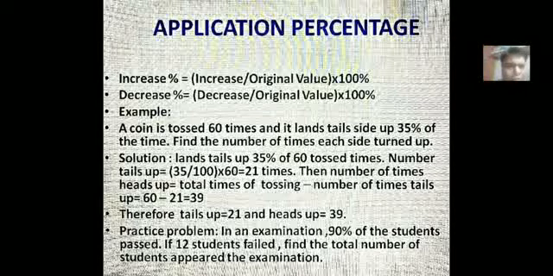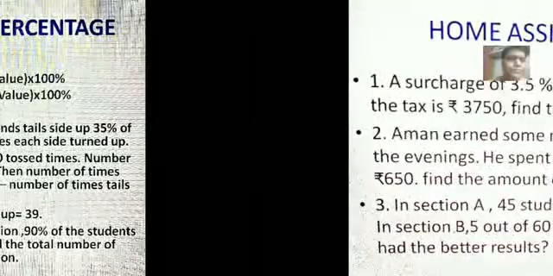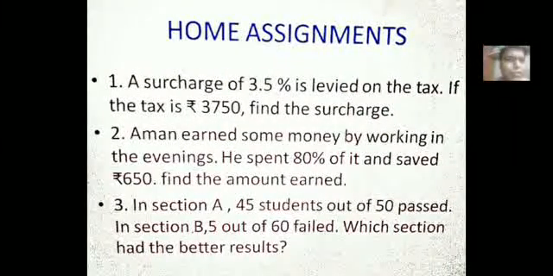Practice problem for you. In an examination, 90% of the students passed. If 12 students failed, find the total number of students who appeared in the exam. Here is some home assignment for you. Question 1. A surcharge of 3.5% is levied on the tax. If the tax is rupees 3,750, find the surcharge. Question 2. A man earned some money by working in the evening. He spent 80% of it and saved rupees 650. Find the amount he earned.